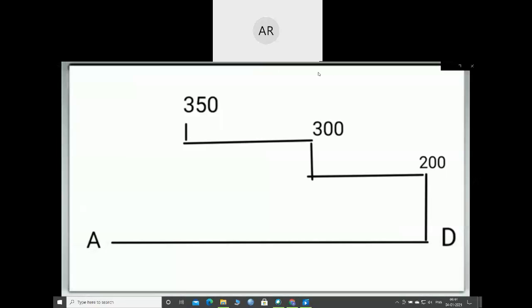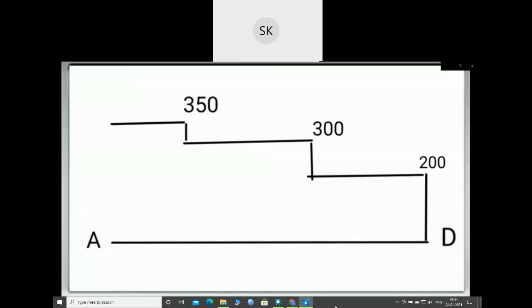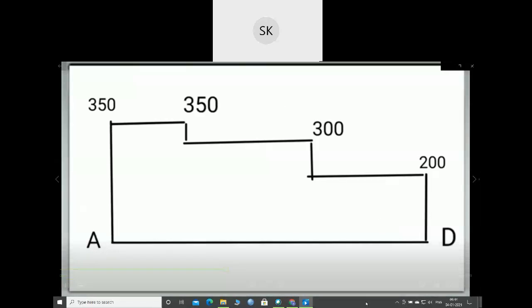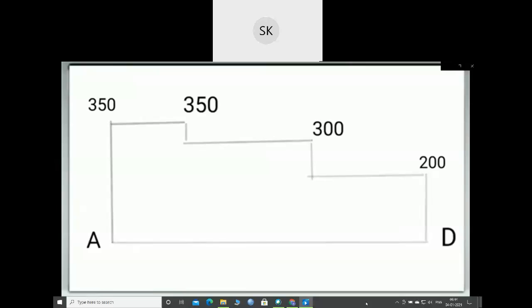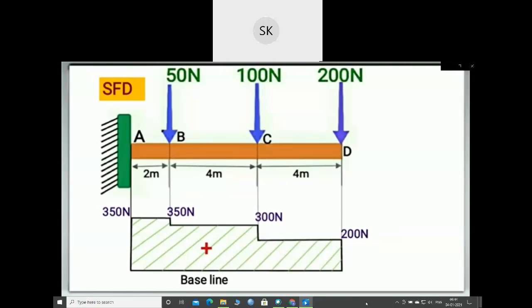And since the shear force between point B and A is constant, we will draw a straight line between B and A, which will be parallel to the baseline. And now joining these points, we will get the resulting shear force diagram. For clear visibility, the shear force diagram will look like this.